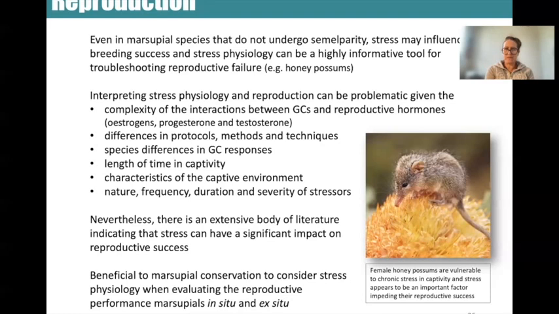And understanding stress physiology when we're looking at the reproductive performance of marsupials is obviously going to be beneficial to both in situ and ex situ marsupial conservation. It's been shown that female honey possums are vulnerable to chronic stress in captivity, and this is the critical factor that will impede their reproductive success under those conditions. So obviously this is a serious issue for populations that rely on captive breeding programs to supplement wild populations.